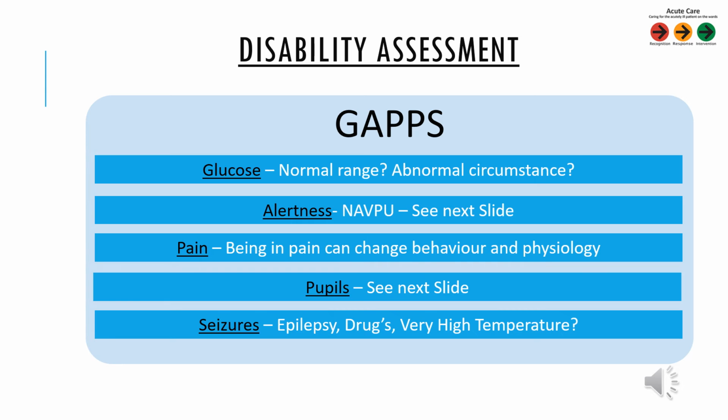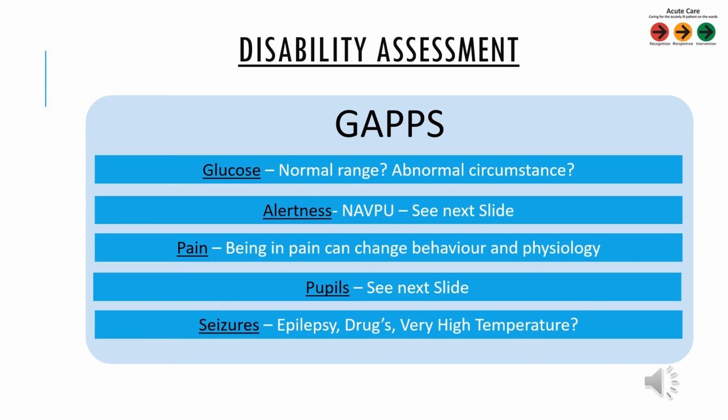Disability assessment. In the A2E assessment framework, D for disability is the least obvious of what it means. It actually stands for disability of the mind or brain. Within this assessment, we have the word GAPS to remind you of what to consider.